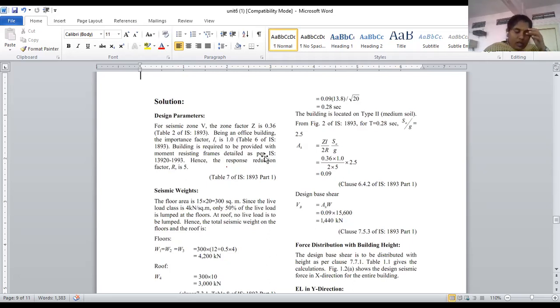Okay, they have mentioned this building as an office building, and so the importance factor is 1, from Table number 6 of IS 1893. This is an office building, and for other types of buildings we have to consider the importance factor as 1. For deciding the value of I, you refer to Table number 6 from IS 1893.